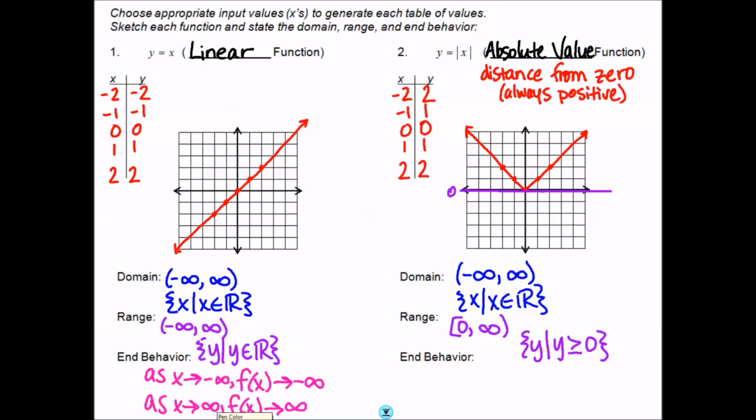And then the end behavior: as x approaches negative infinity, f of x approaches, and as x approaches positive infinity, f of x approaches. So if we look at this graph, both the left and right sides of the graph are pointing up. They are both going toward positive infinity.